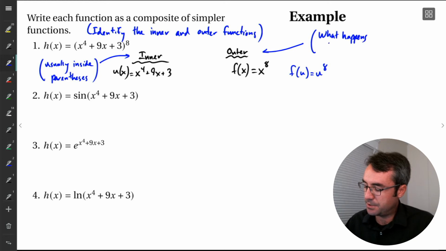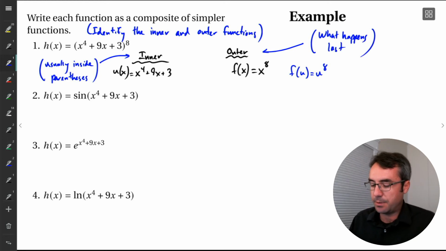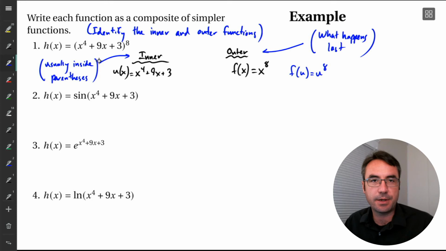So think about, if you were actually going to plug a number into this and type it into your calculator, what would be the last thing you would do? Well, you would raise everything to the power 8. That would be the last thing you do. So that's going to be our outer function.